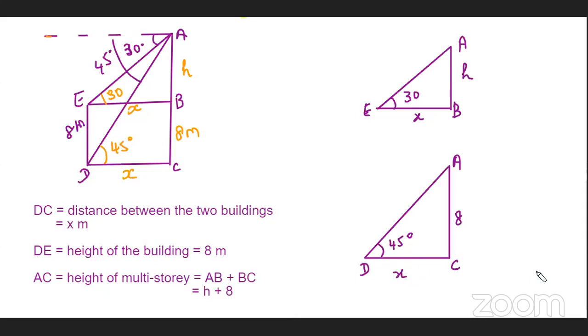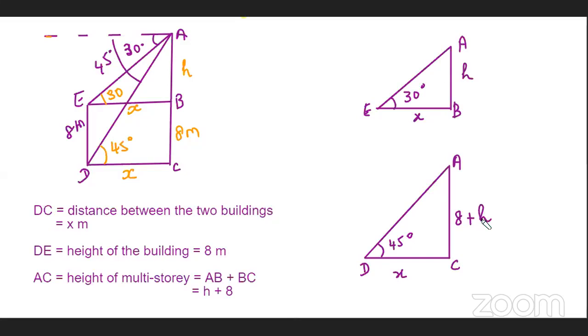Again, please check my triangles. Am I right this time? No. What is my mistake? 8 plus AC. Where should I put AH plus H? Plus 8. AC. AC, sir. ADC. Yes, so AC is 8 plus H.